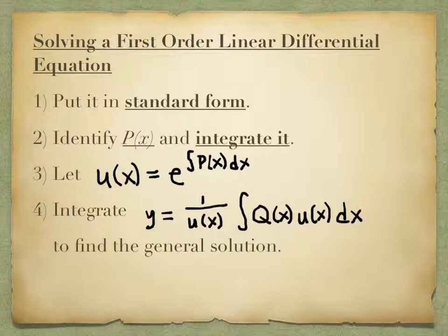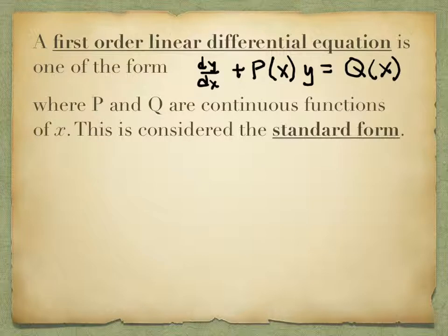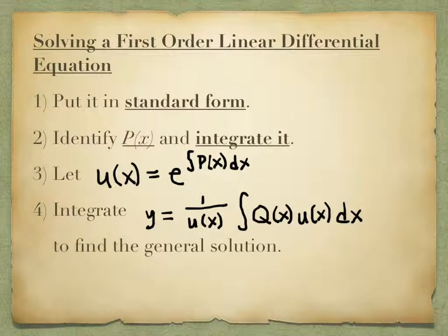The second thing we're going to do is identify what p of x is. Well, it should be pretty easy to identify if we get it into this form, right? It's going to be the thing multiplied by y. So step 2 is just looking at step 1 and noticing what's multiplied by y, and it's this value. And then we integrate it, and that may or may not be simple. It depends on the problem, right? So we're doing a little bit of integration.